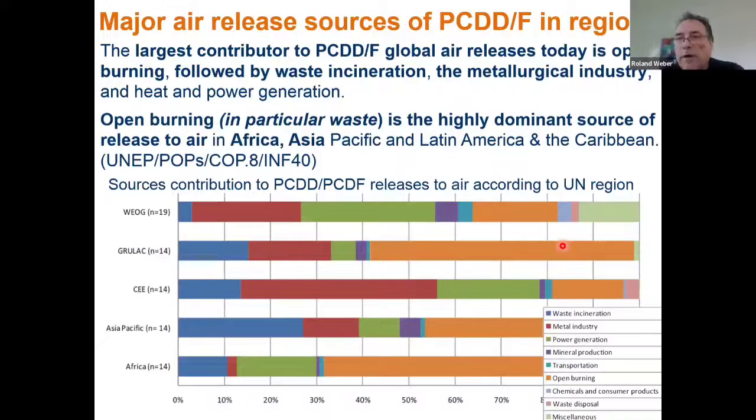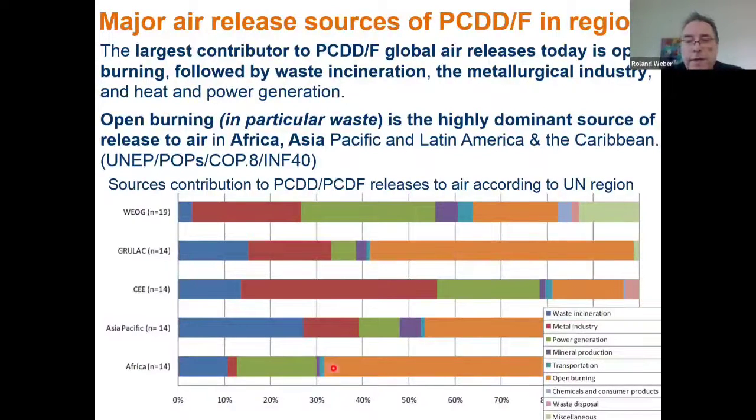When we look now we come to today. Yeah. So when we look to today into the dioxin inventories, we see that the largest contribution of dioxin global releases to the air is open burning, followed by waste incineration and the metallurgical industry. So here you see for the different regions in the world here, Africa, Asia, Pacific, Kuwait region, industrial countries, the orange is the dioxins from open burning.